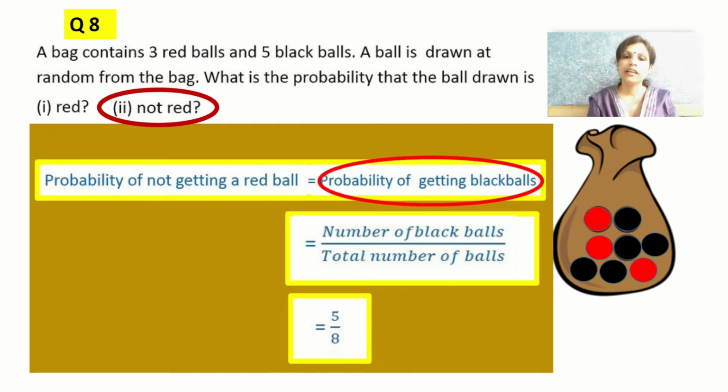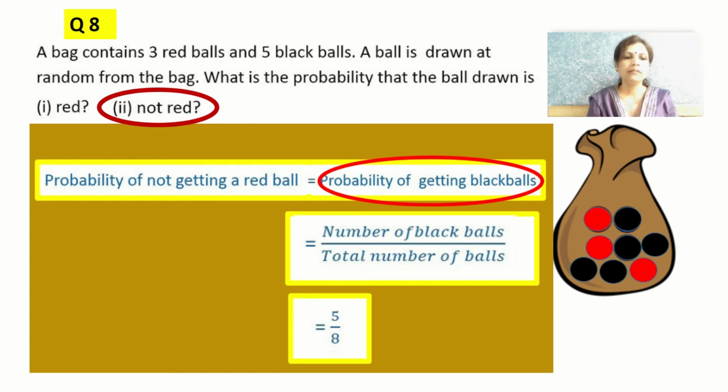So probability of not getting a red ball, that means probability of getting a black ball, isn't it? So how will we find that? Let's write our formula, number of black balls in the bag upon total number of balls in the bag. So substitute the values. Number of black balls are 5, total number of balls are 8, so 5 upon 8 is the probability of not getting a red ball.